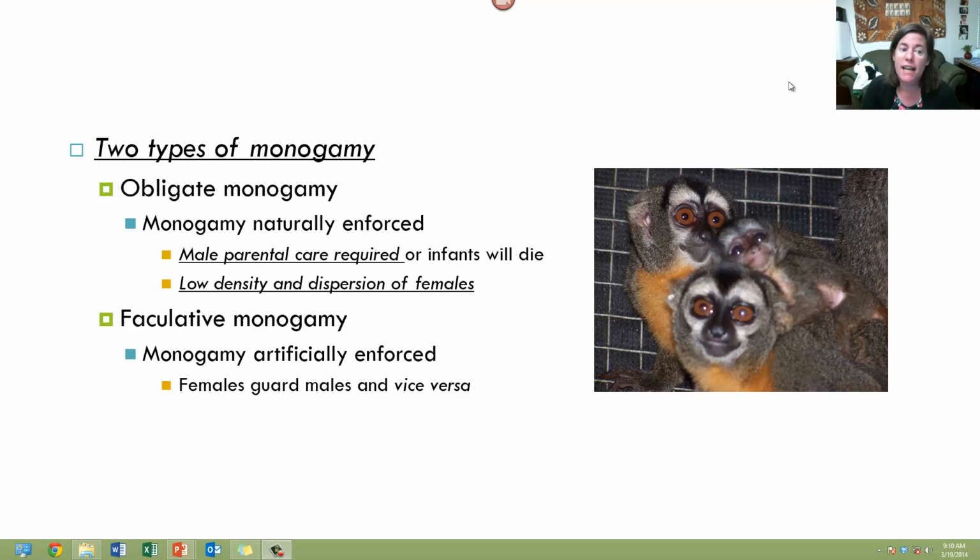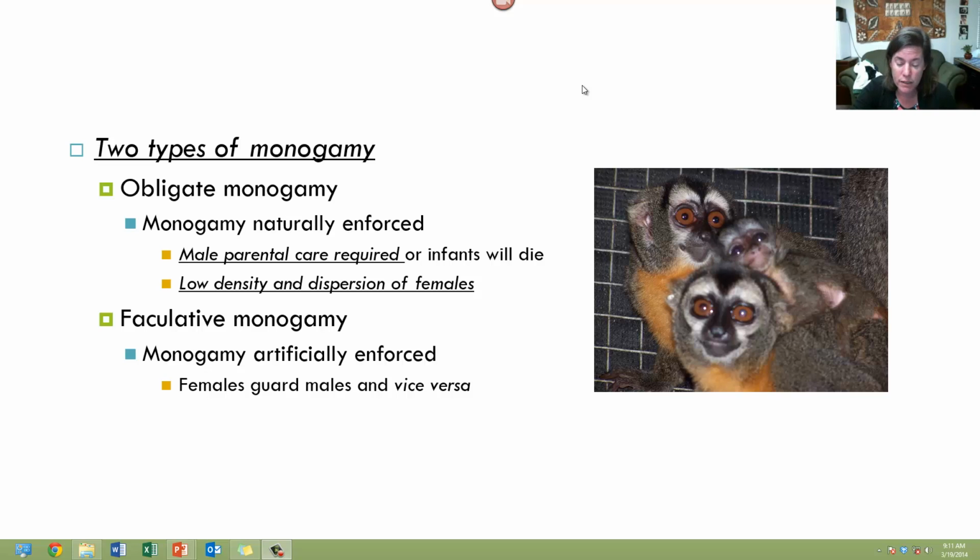There are two primary types of monogamy: obligate monogamy and facultative monogamy. Obligate monogamy occurs when the males are obligated or forced to be monogamous because of the stringent requirements for male parental care. That is, if the males do not provide parental care to the offspring, the infants will not survive. We also have obligate monogamy resulting sometimes because of the low density and dispersion of females. If the females are dispersed in such a way that males can only guard one female at a time, obligate monogamy results.